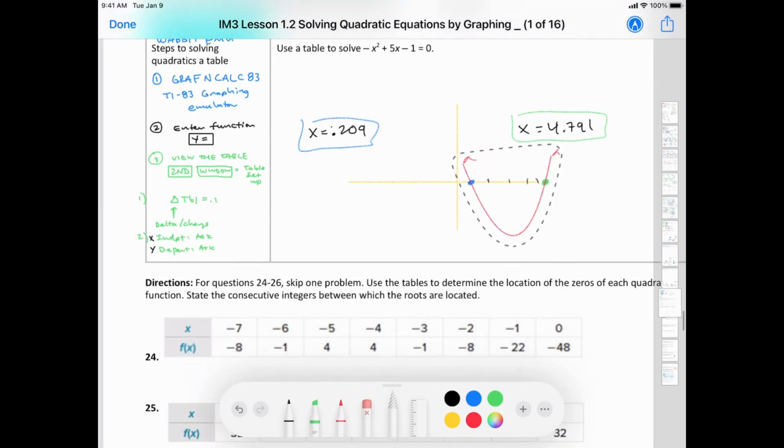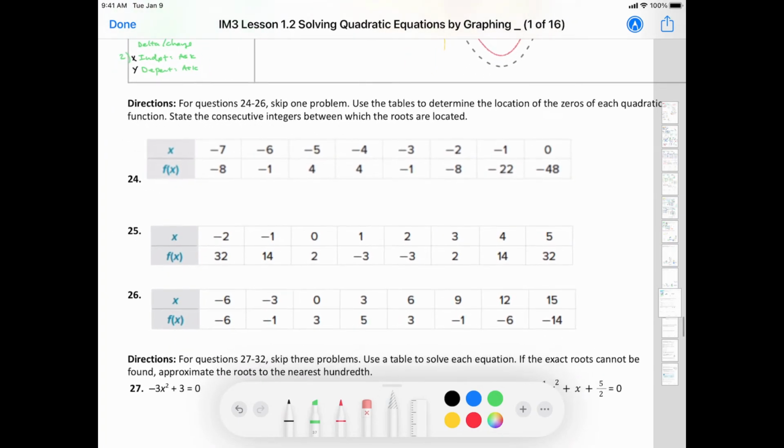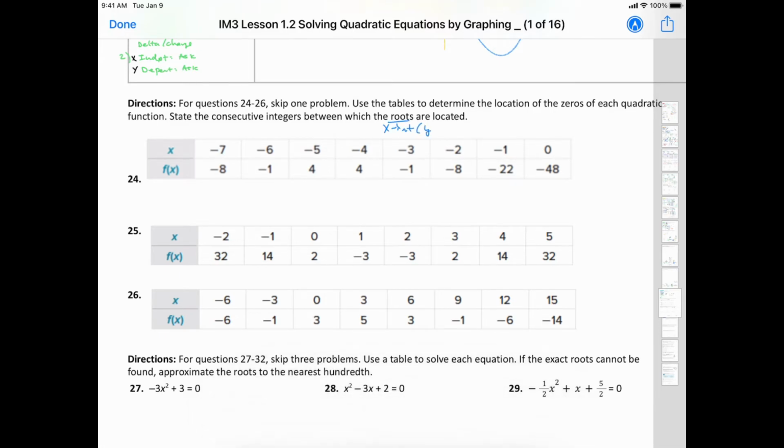Okay, let's go on to questions 24 to 26. It says skip one problem, use the tables to determine the location of the zeros for each quadratic function. State the consecutive integers between which the roots are located. So let's just make sure, remember the roots are another word for x-intercepts. And that's basically when y is equal to 0.